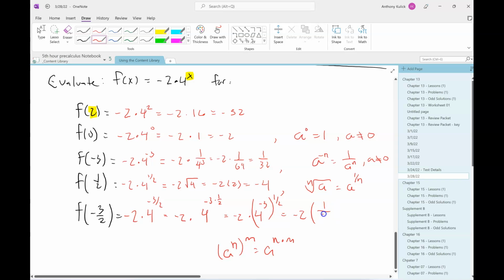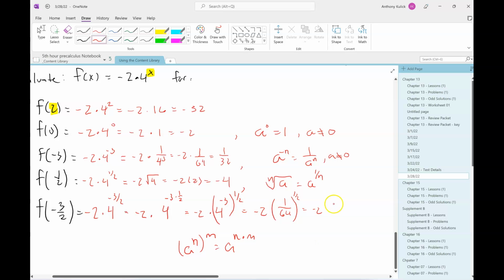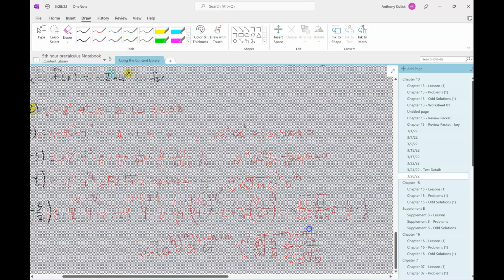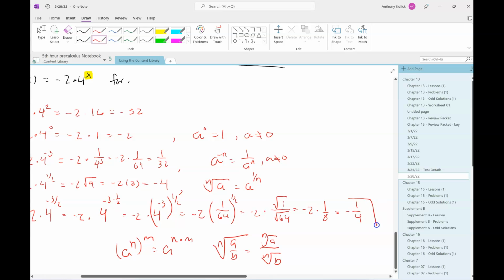So we know that 4 to the negative third was 1 over 64. We did that a moment ago. And we know exponent of 1 half is a square root. And maybe we can write that as well. Right? That the radical of a fraction is just the radical of the numerator, radical of the denominator. So when I multiply the negative 2 and the 1/8, I get negative 1/4.